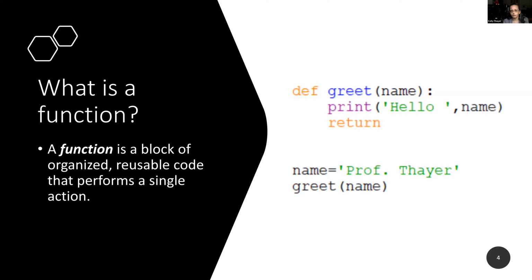So here's just a little preview of a function. We'll be talking about how to set this up in greater detail as we go through the material. But as you can see here, this is just a very basic function that has a greet, and it's going to print hello and the person's name, for example.